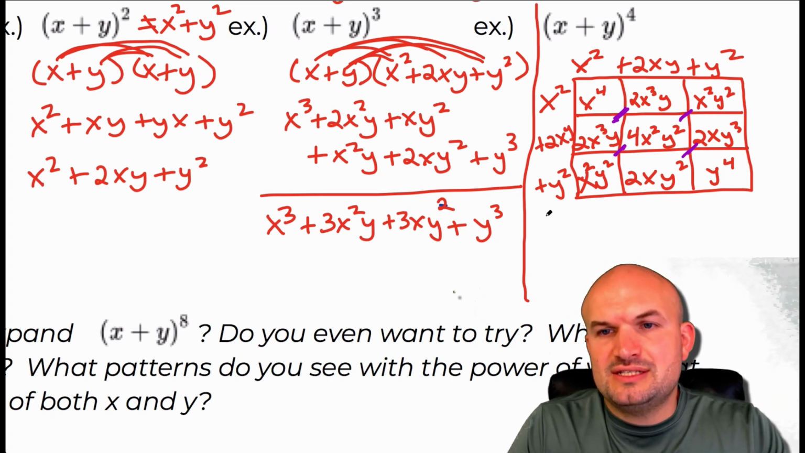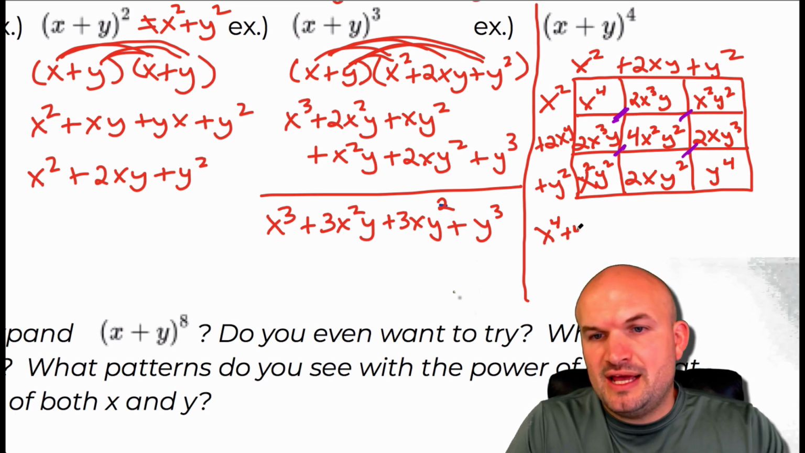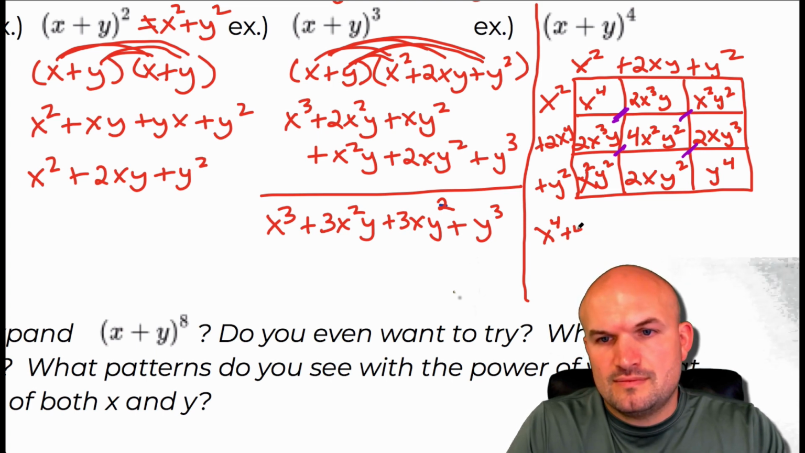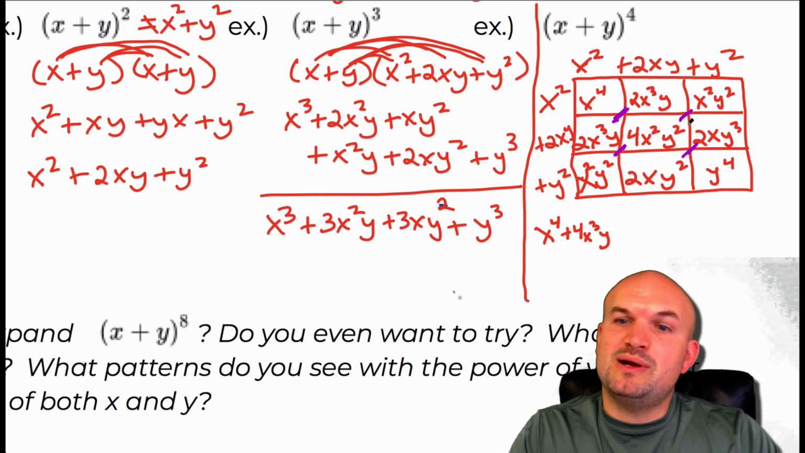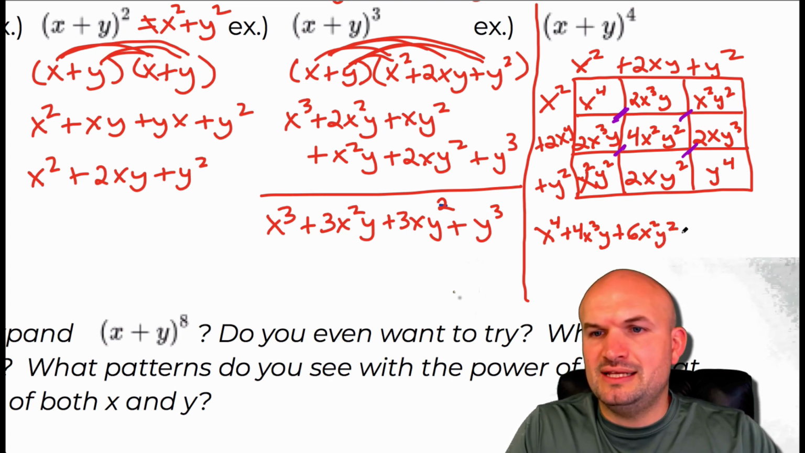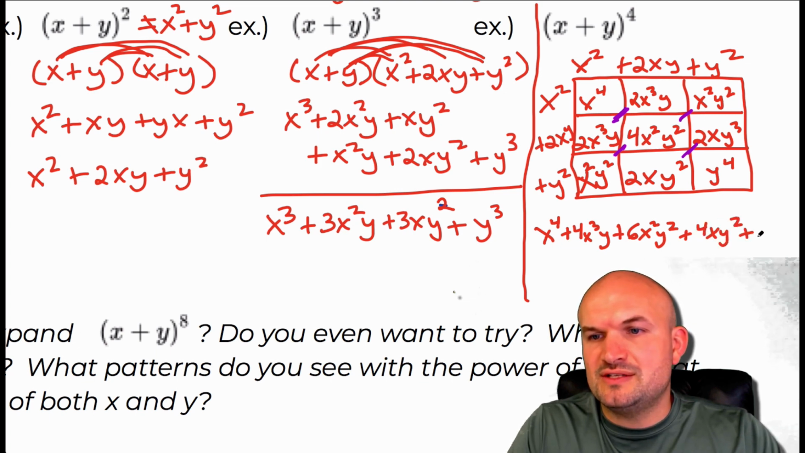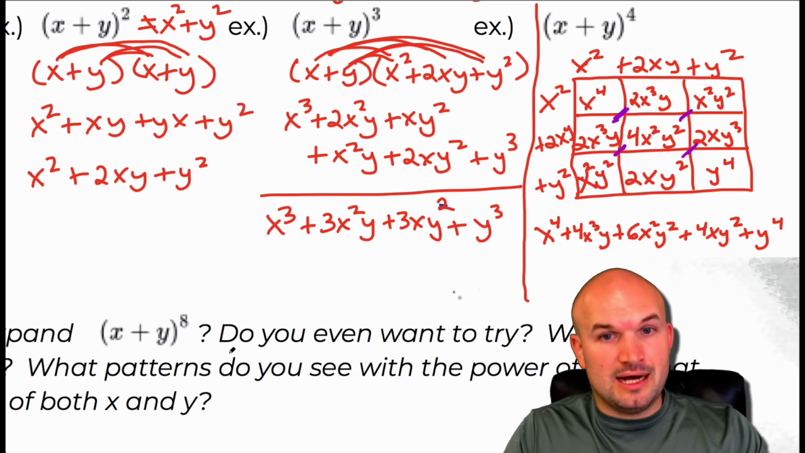So I go and take a look at this. I have my highest power here, it's going to be x to the fourth. 2x cubed y plus 2x cubed y is going to give me 4x cubed y. Then x squared y squared plus 4 x squared y squared plus x squared y squared is going to give me 6x squared y squared. And therefore, adding these up is going to give me 4xy cubed, and then I have plus y to the 4th. Okay, so that is basically just the expansion.